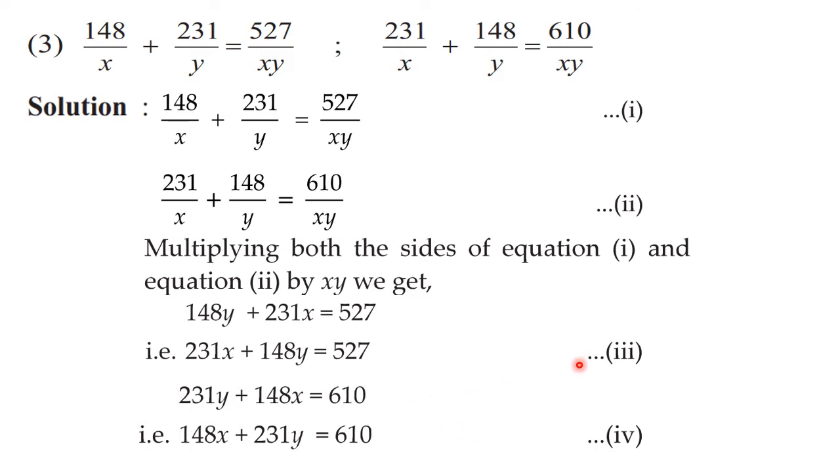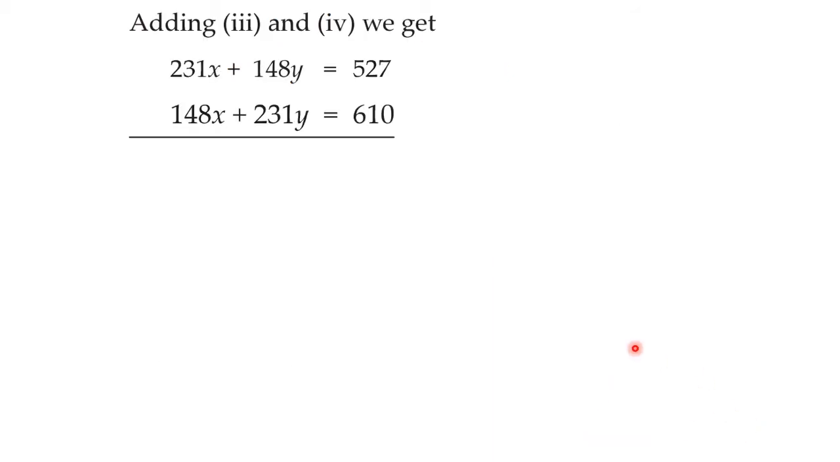So let us add equations 3 and 4. Write them down one below another. This plus sign shows that you are doing addition. You are adding these two equations. So when you add them, what are you going to get?